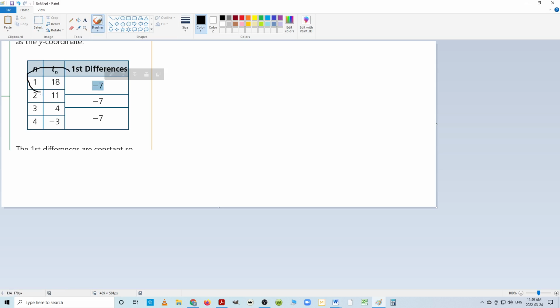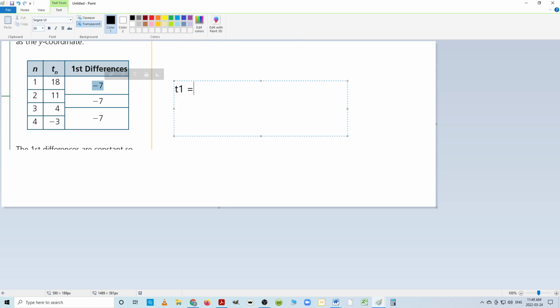Well, I just have to look up here. First of all, do my x's go up by 1? My terms go up by 1? Yes. What's my first term? Well, term 1, which is also called a, is 18 in this case. My difference, which I've discovered, is minus 7.